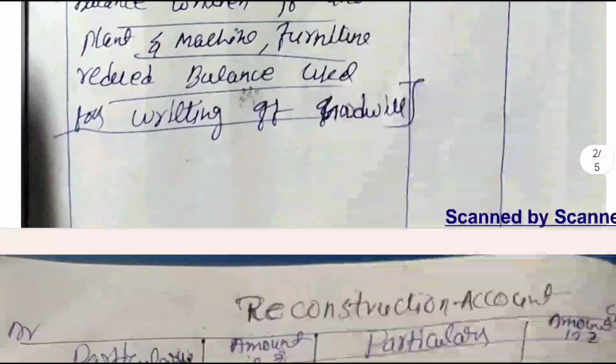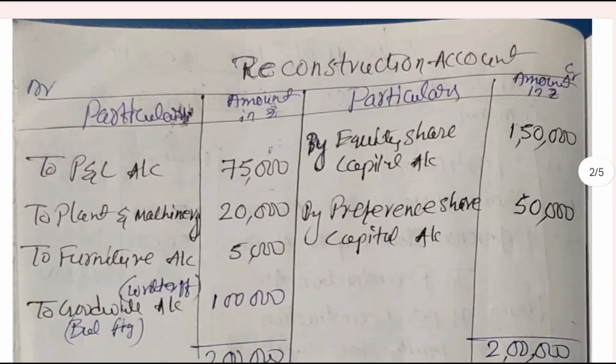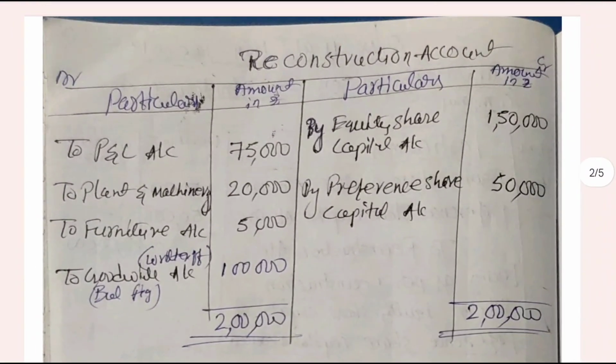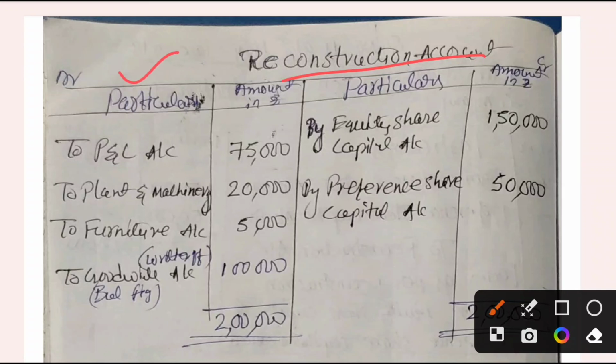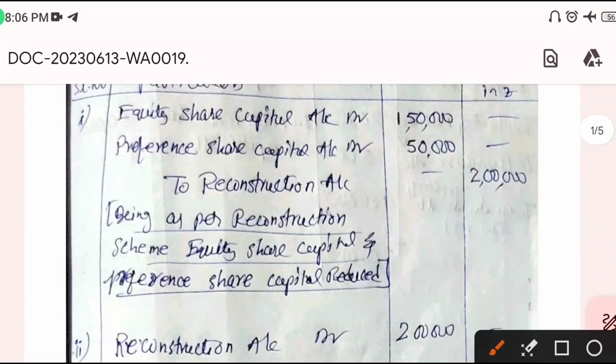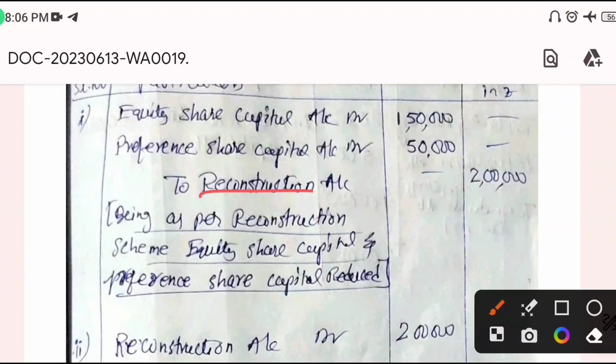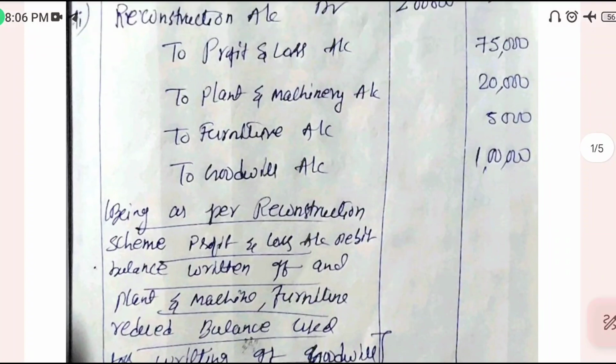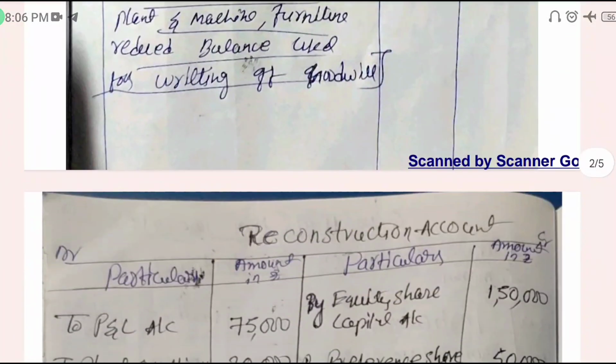Hope you are understanding. Let us see the reconstruction account also. They said to prepare reconstruction account. So reconstruction account debit, credit, date, date is not given. So particulars amount in rupees, particulars amount in rupees, debit side, credit side. And go to the first general entry. In first general entry, reconstruction account is what? Reconstruction account is credited. So you need to write credit side by equity share capital, by preference share capital. Okay, so let us write those things in the reconstruction account.